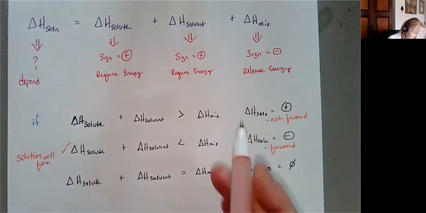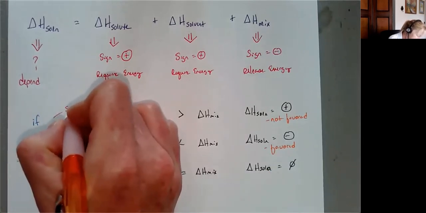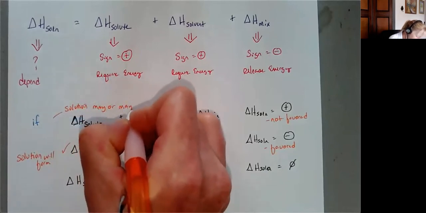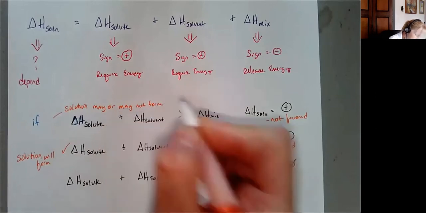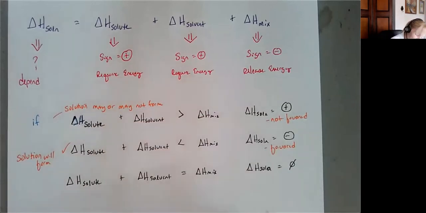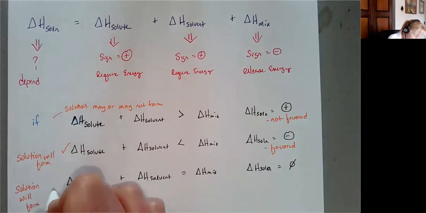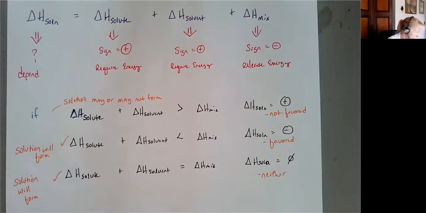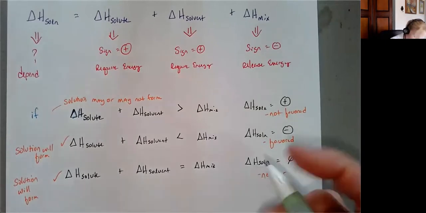Here, you don't know. Solution may or may not form, because remember, you also have entropy. So here, if I really don't have much of a change in my intermolecular forces, where my delta H of solution is 0, this is going to be favored because my entropy component will favor that. Neither favored nor unfavored from an enthalpy standpoint, but it's going to be favored from an entropy standpoint.